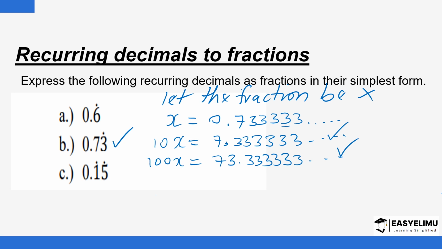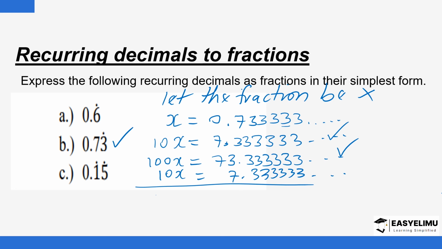So what you do, you subtract the two cases. We are subtracting the smaller number from the larger one. So 10x from 100x, and this side I'm subtracting 7.3333. You maintain the number of digits after the decimal point, so 0, 0, 0, 0, 0, 0, all of them.